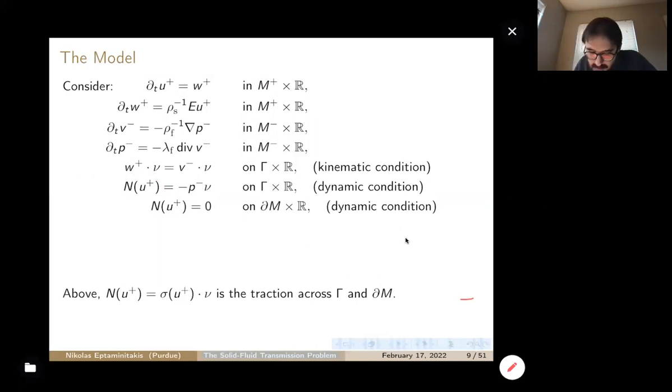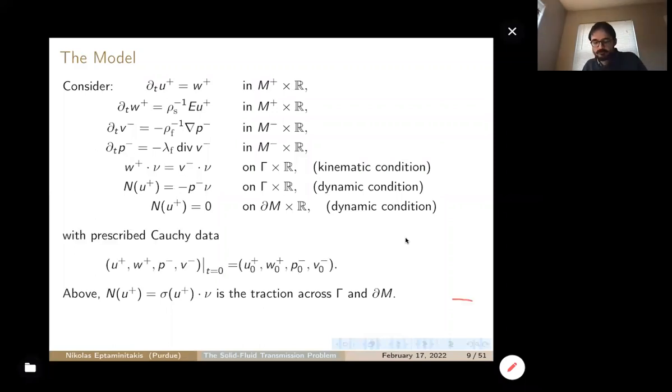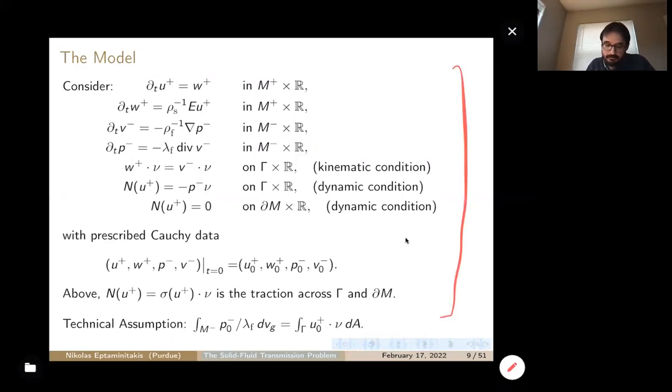On the other hand, on the outer boundary, we are going to consider a dynamic condition as well, which says that the traction should vanish. So this is in contact with, say, air or vacuum. And we are going to have some prescribed Cauchy data. We're going to see in a moment what we need about those. And we are going to also need a technical assumption, which I'm just mentioning here, but I will not say too much about where it appears. It's just a compatibility condition to be able to solve some sort of Neumann problem. Okay, so this is our model. This is our main model.